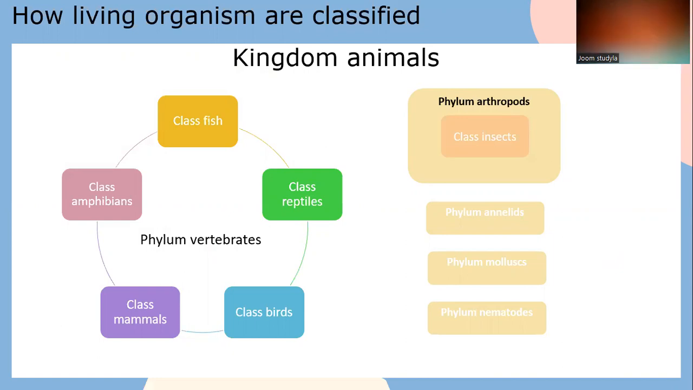So we have kingdoms, for example animals. Inside the kingdom animals, it is classified into several groups. Let's say we have phylum vertebrates. Phylum vertebrates itself can be divided into 5 classes: class fish, class reptiles, class birds, class mammalia, class amphibians. And then we have phylum arthropods, inside which we have a class of insects. And then we have phylum annelids, phylum mollusks, and phylum nematodes.